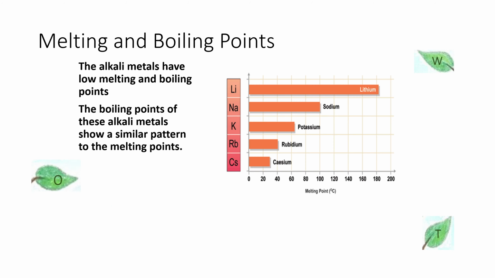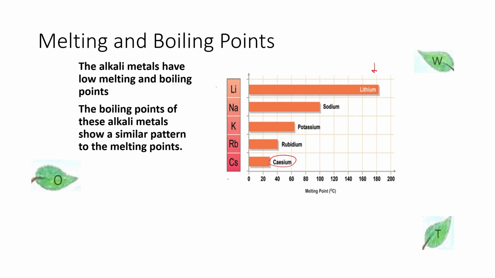Alkali metals have low melting and boiling points, okay? But you need to know the trend. So lithium, which is at the top of the group, has the highest melting point. And then cesium, which is at the bottom of the group, has a lower melting point. Well, it's at the bottom of these ones that we've got here.